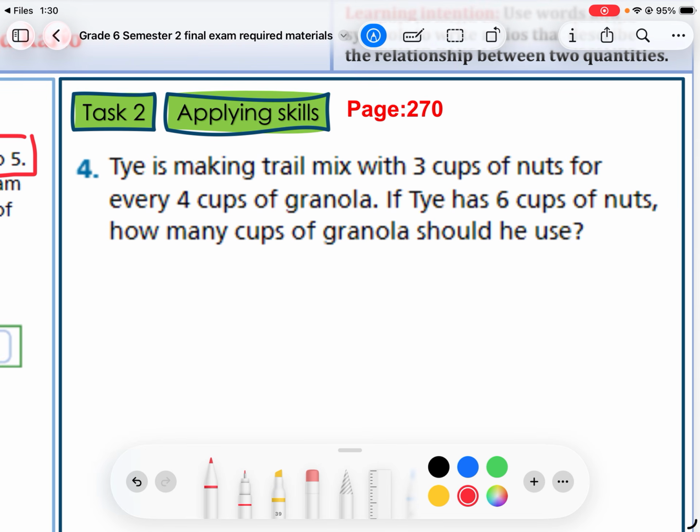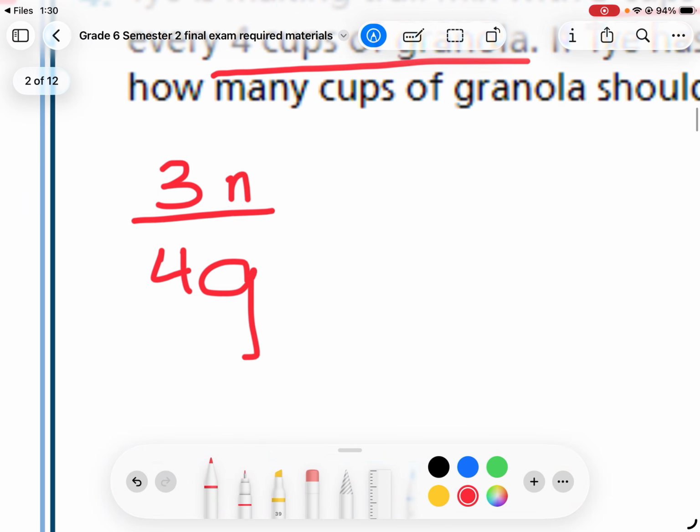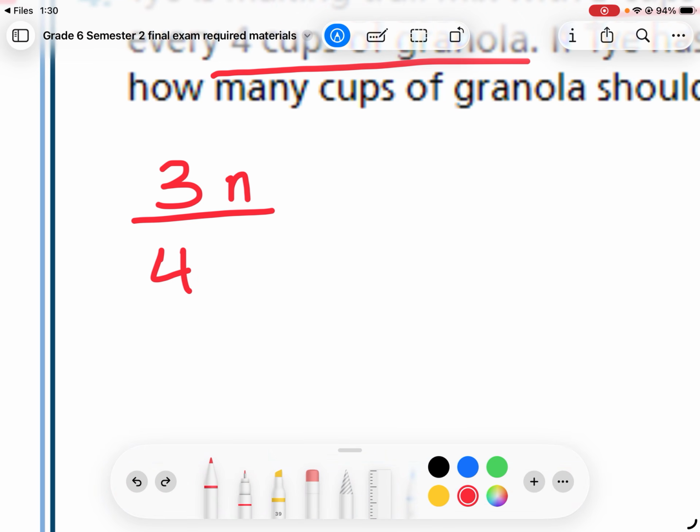So let's move on to the second question. Again, we're going to apply the same way that we did in the first word problem. So we have Ty is making a trail mix with 3 cups of nuts for every 4 cups of granola. Again, like I said, you take your first ratio and write it as a fraction. So I have 3N for nuts divided by 4G for granola. You can write the full word, but for me it's kind of difficult. It takes a lot of space.